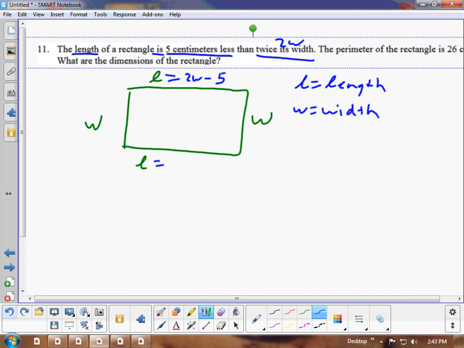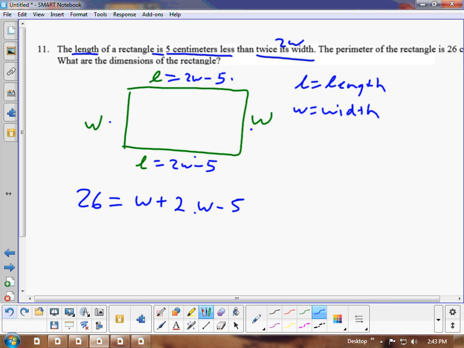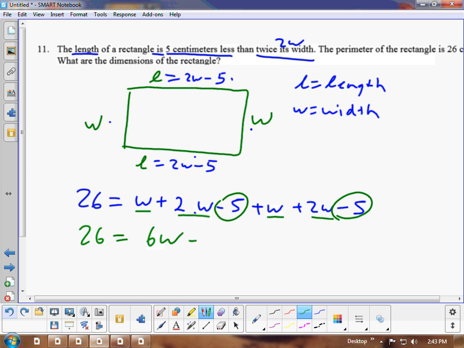So be careful with that. Some people made that mistake last week. Hopefully you won't make it again. Perimeter is adding up all around the outside. So I need my perimeter, which is 26, to equal W plus 2W minus 5 plus W plus 2W minus 5. And if I add that up, these variables, I have 1, 2, 3, 4, 5, 6 W's, and negative 5 and negative 5 is negative 10.